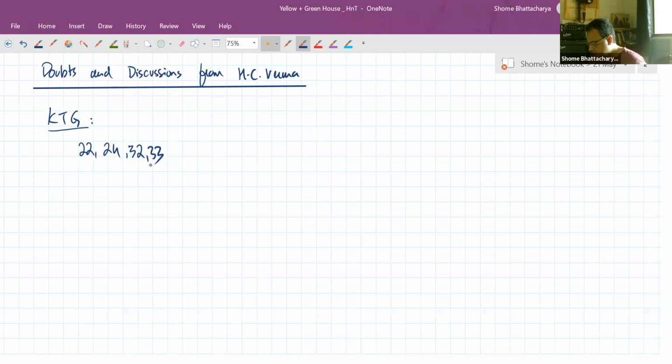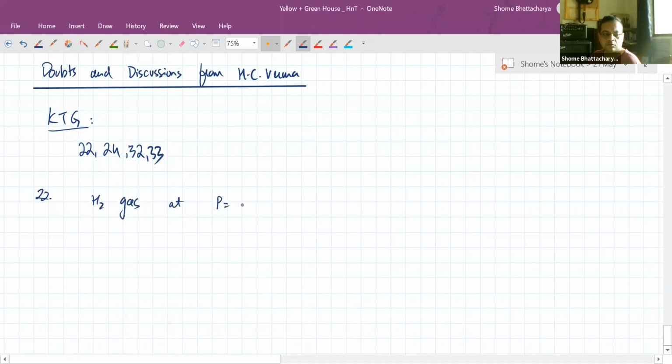Okay, so it says hydrogen gas is contained in a closed vessel at 1 atmosphere and 300 Kelvin. Calculate the mean speed of the molecules. So what is the formula for the mean speed? How much is the pressure? 1 atmosphere. That's 100 kilopascals. Temperature of 300 Kelvin. Can somebody tell me the formula for mean speed?